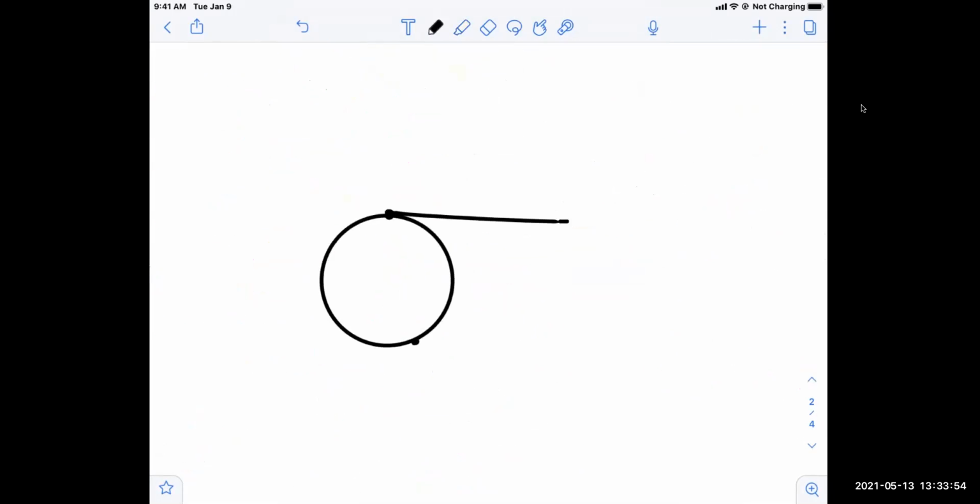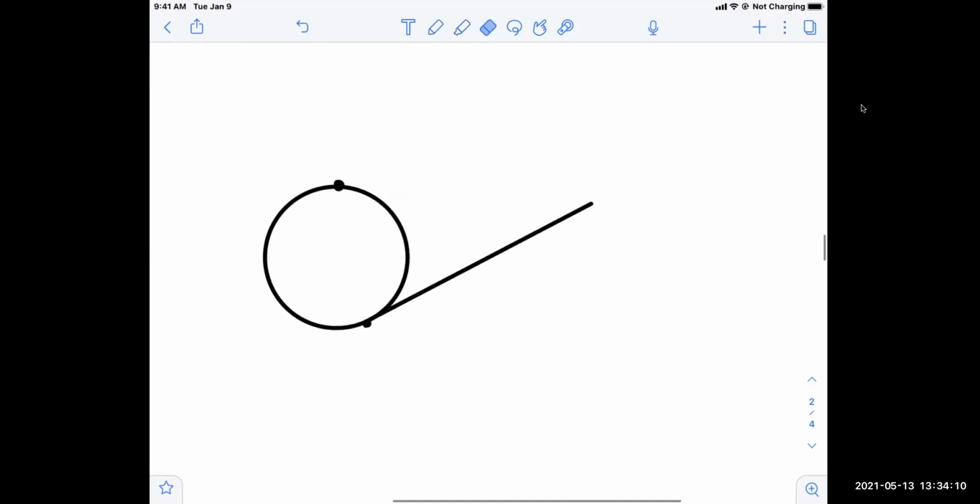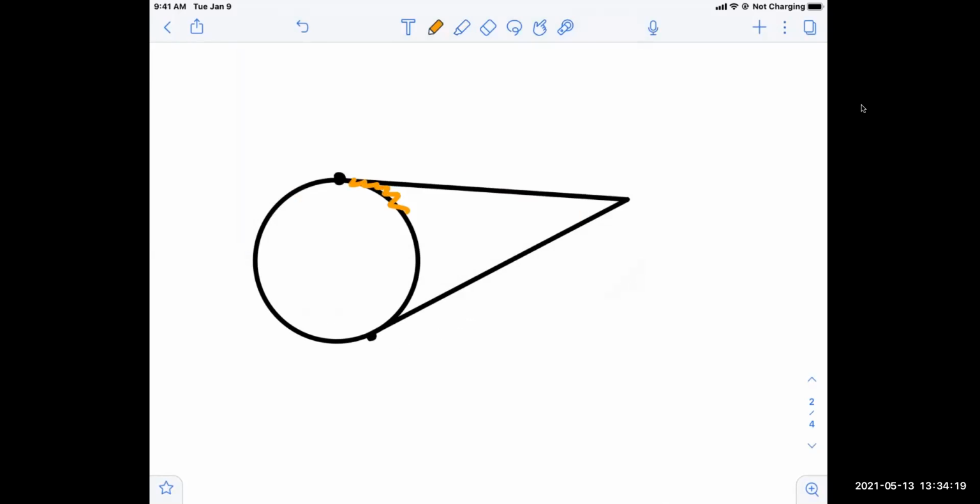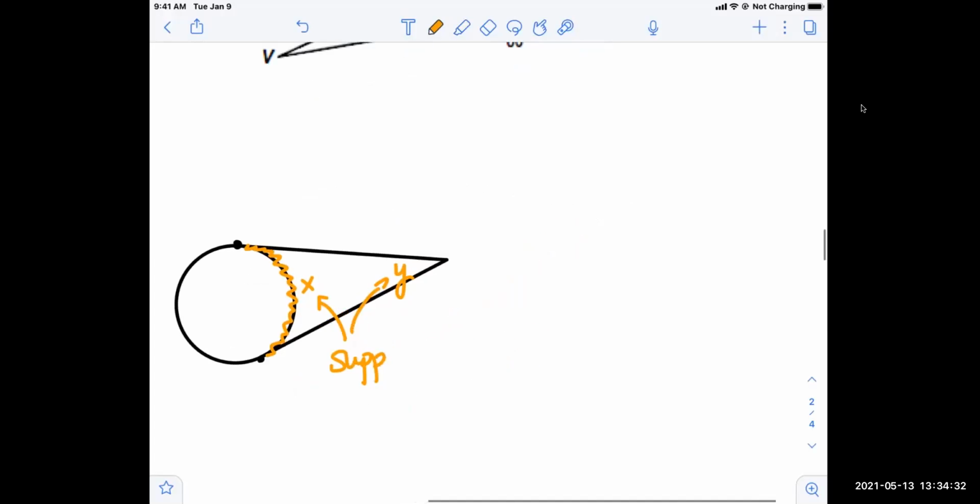They must be tangents. Okay, so if you've got two tangents, I don't really like my tangent very well. Doesn't look very tangent-y. Okay, if you have two tangents to a circle, the arc there and the angle here will be supplementary. This arc measure and this angle measure will be supplementary. Only if they're both tangents.